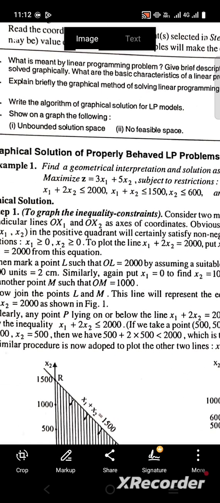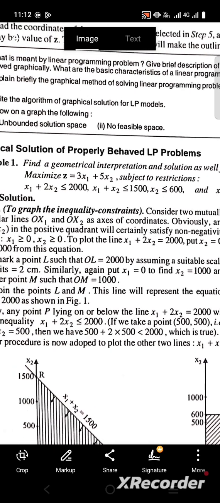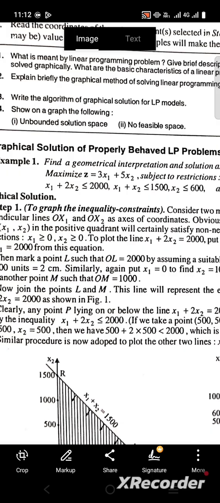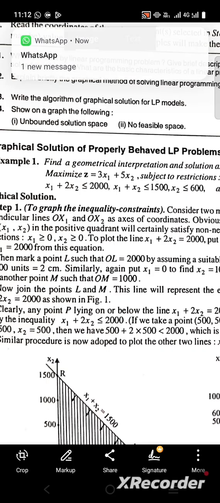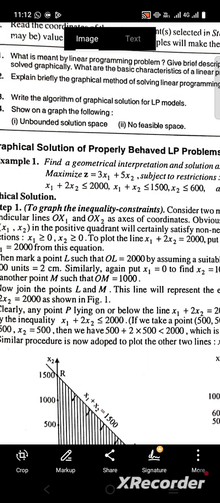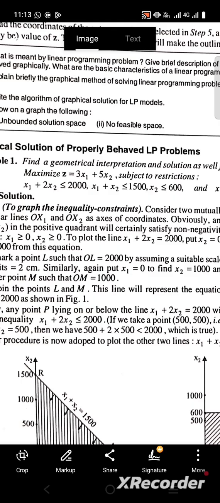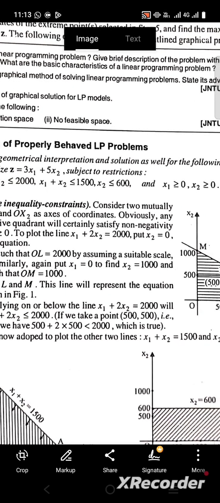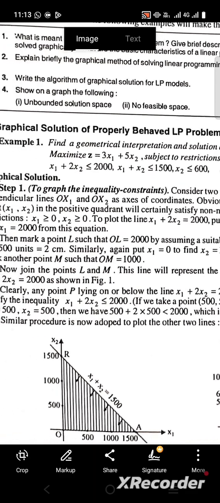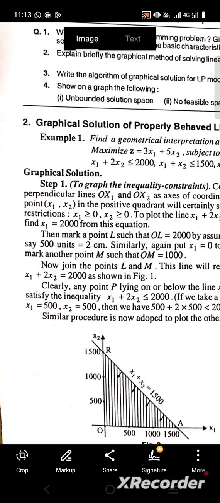The problem is maximize z equal to 3x1 plus 5x2, subject to the constraints x1 plus 2x2 less than or equal to 2000, second constraint x1 plus x2 less than or equal to 1500, and x2 less than or equal to 600, and the non-negativity constraints x1 greater than or equal to 0, x2 greater than or equal to 0. We solve this problem graphically.